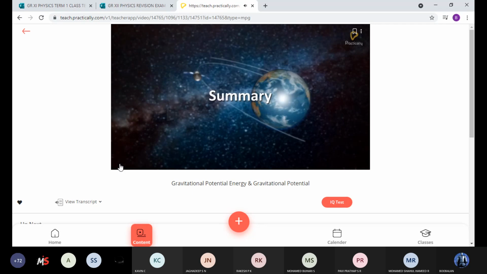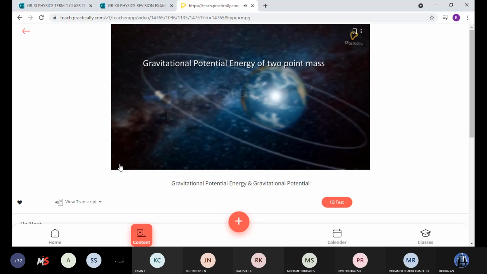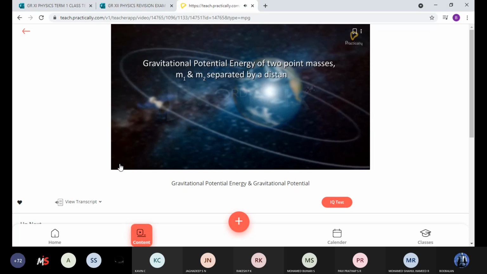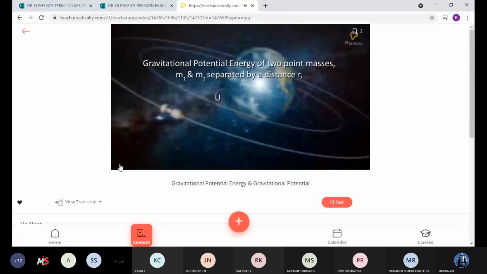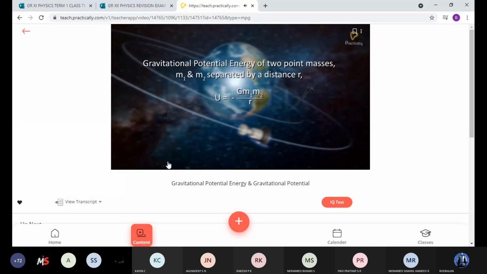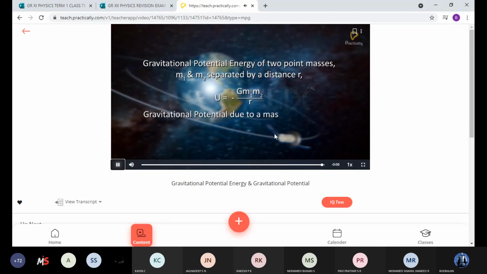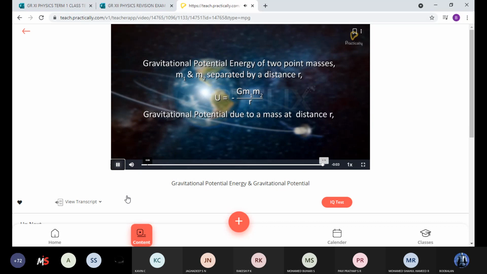Summary. Gravitational potential energy of 2 point masses m1 and m2 separated by a distance r is minus G m1 m2 by r. Gravitational potential due to a mass m at a distance r is minus GM by r.